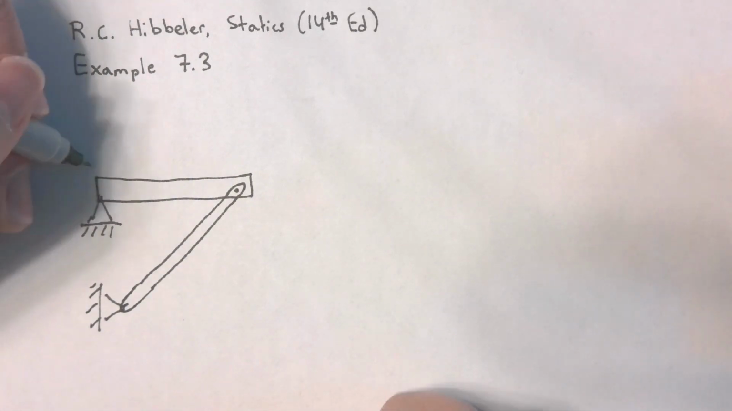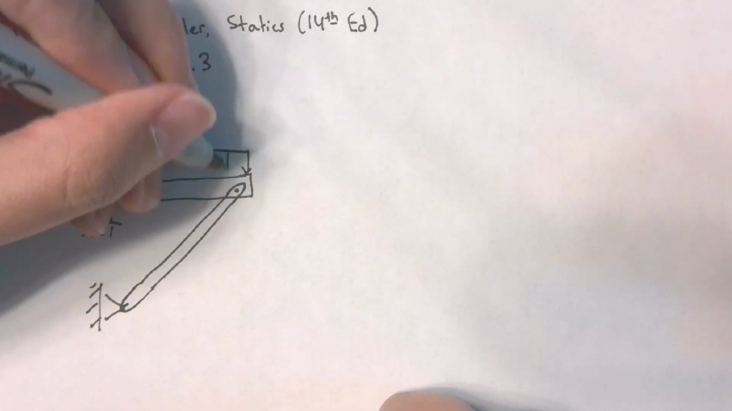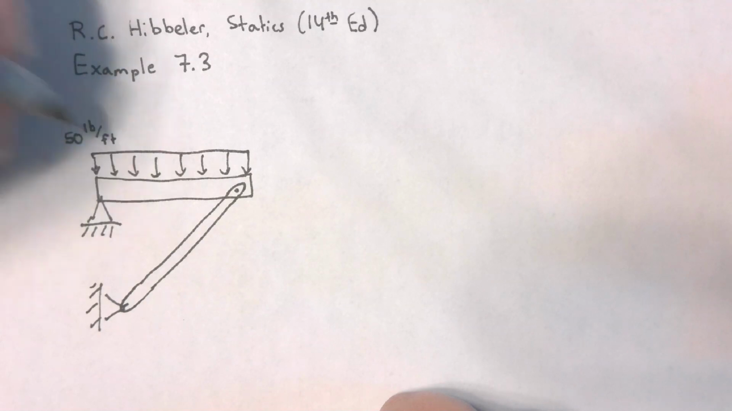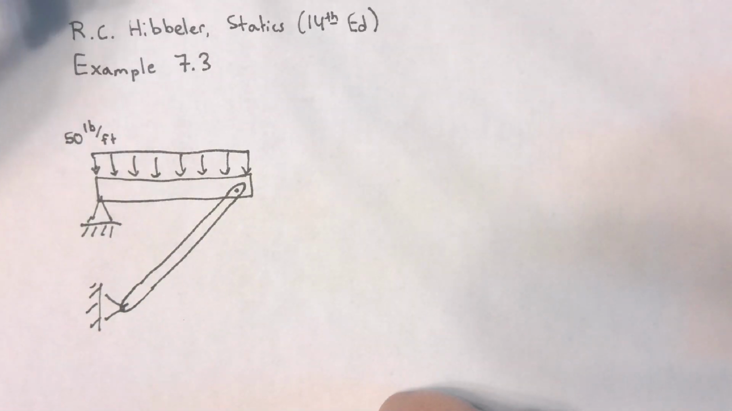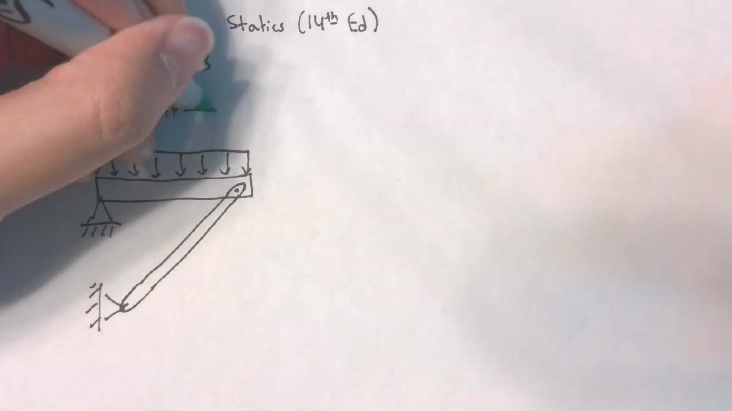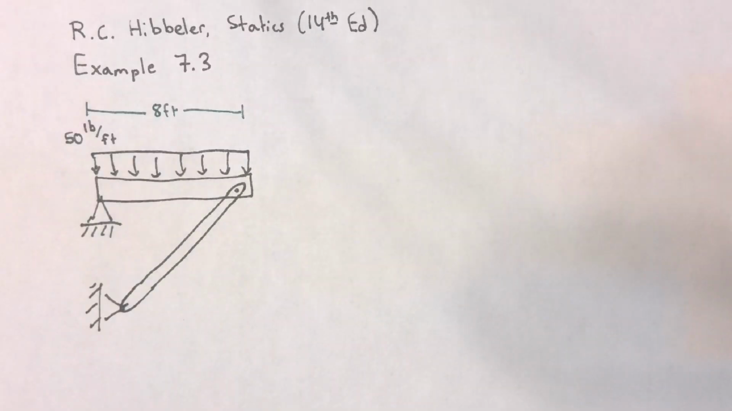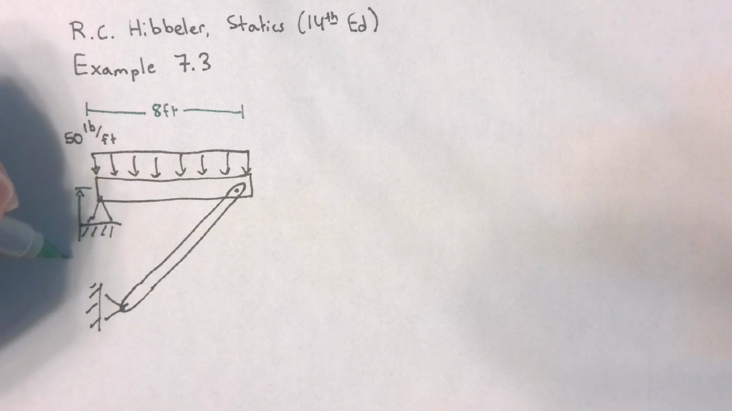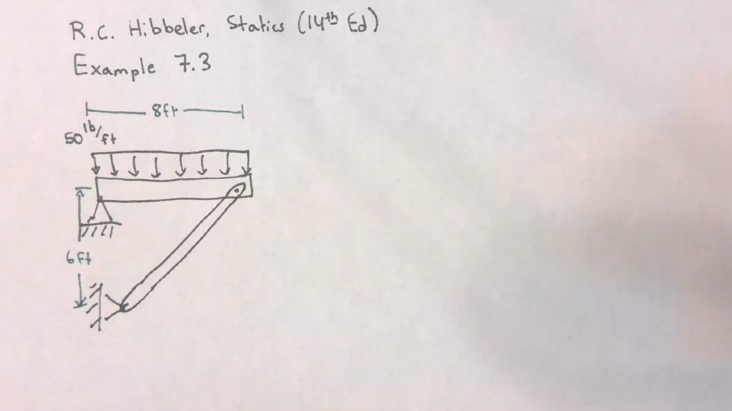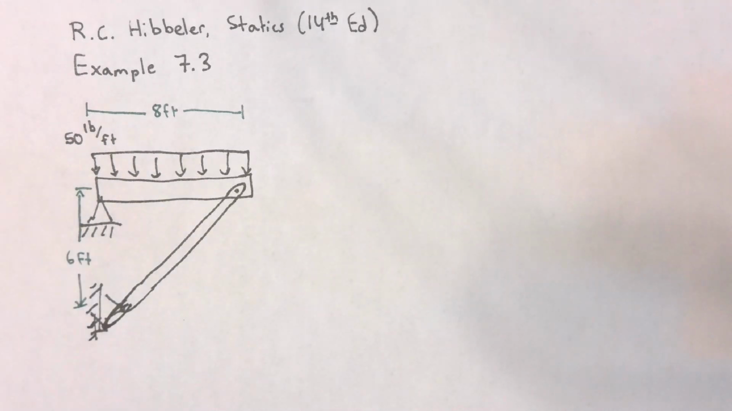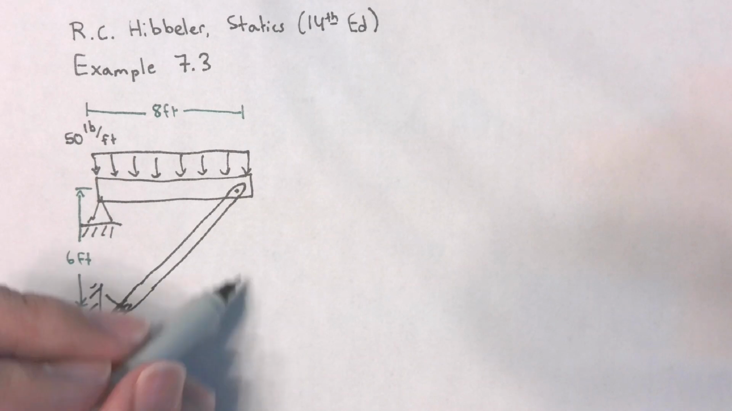We have a distributed load that's rectangular acting on the beam, and this load is 50 pounds per foot. The beam is 8 feet in length. From the beam down to this bar, we will have 6 feet. I didn't actually draw this correctly. This bar should extend all the way down here, so this is my hinge. Essentially we have 6 feet in the horizontal for the bar and 8 feet in the vertical.